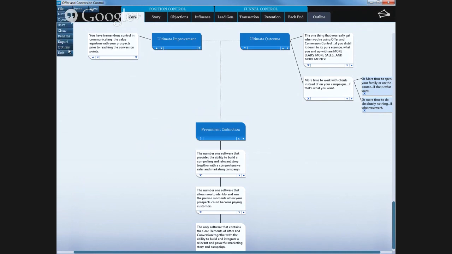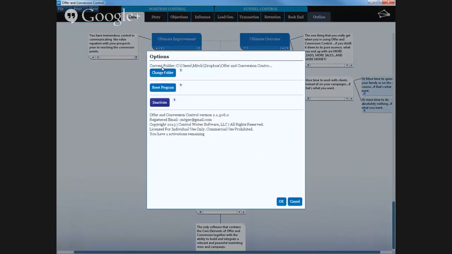Under File, you've got Options, and under Options, you have the ability to change folder. For instance, you could change this folder. I've got it in my Dropbox. So now, if I have a shared Dropbox folder, I could put it in there. And then Sean could have the same folder shared and have access to it, and he would change his software to that location, and then we would both have access to the data.